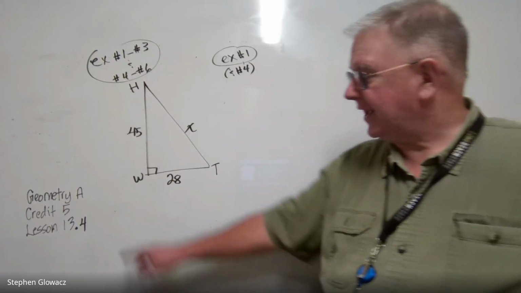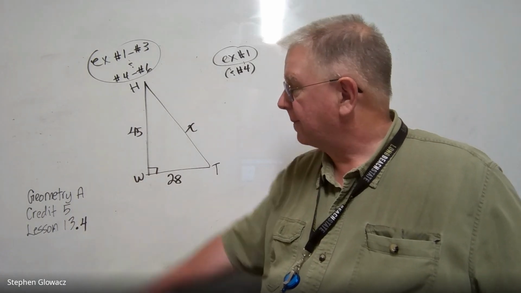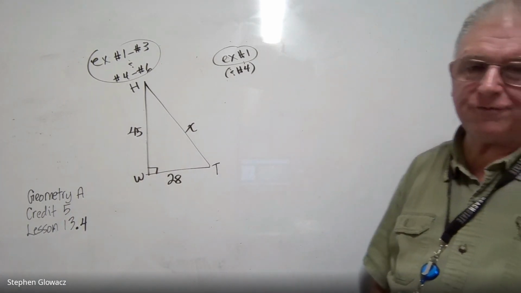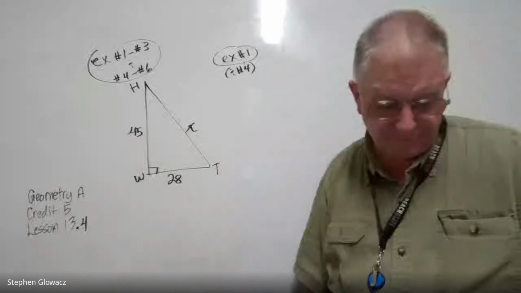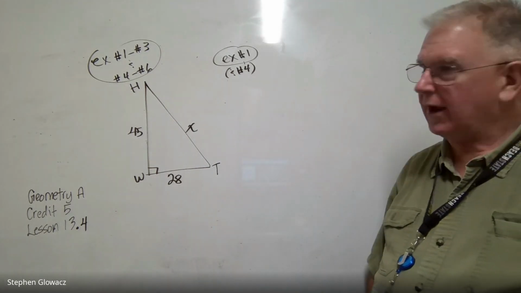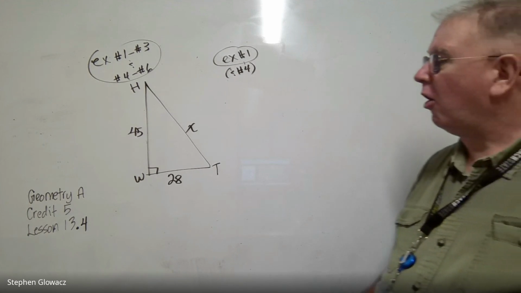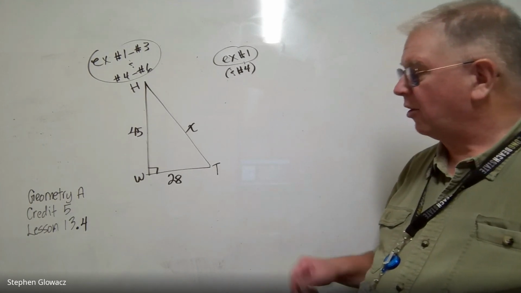These are the examples for Geometry A, Credit 5, Lesson 13.4. Lesson 13.4, the first part on page 44, you're going to be doing what's called solving a right triangle. And what solving a right triangle is, is finding all missing sides and all missing angles.